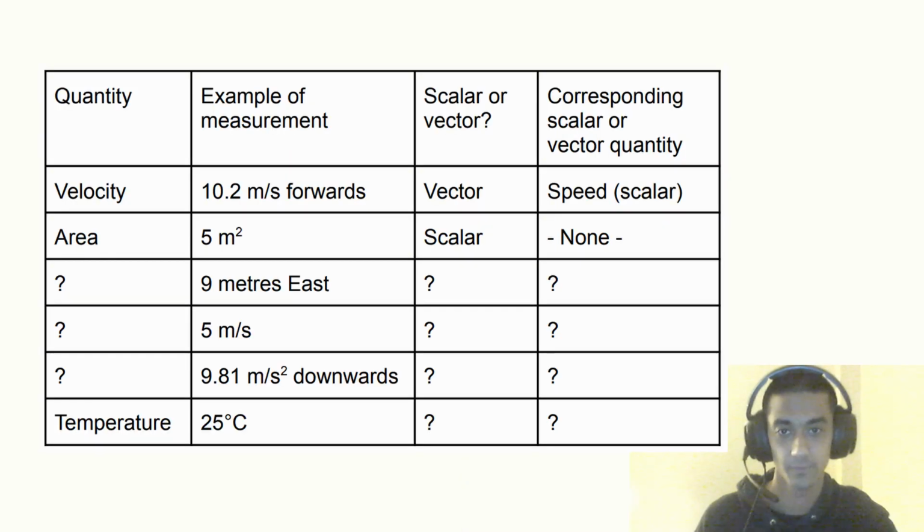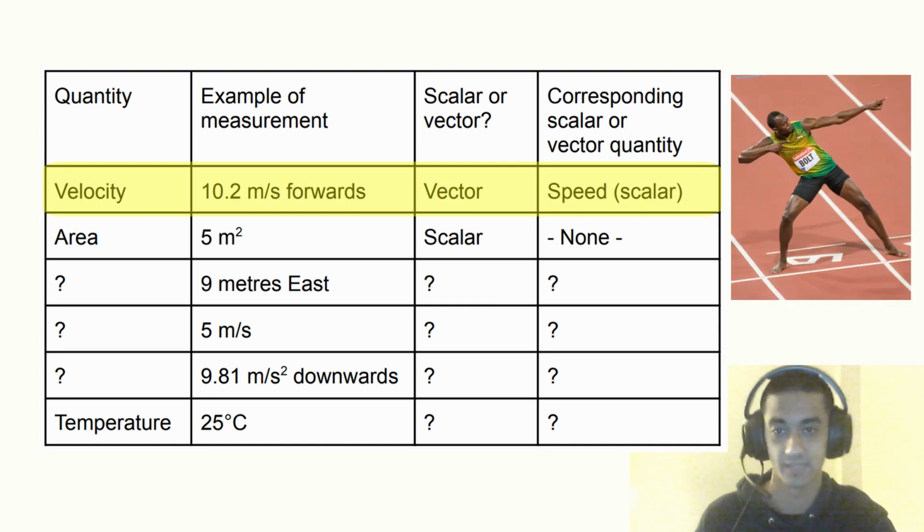Now I have a short quiz for you. Look at the table over here. I want you to fill in the blanks in the table that relate to whether the quantity is a scalar or a vector quantity. I've completed the first two rows for you as an example. The first is velocity, an example of which is 10.2 meters per second forwards. It is a vector quantity since the direction was defined as forwards. The corresponding scalar quantity is speed, since if there was no defined direction, it would just be the magnitude without the direction, and that is speed.